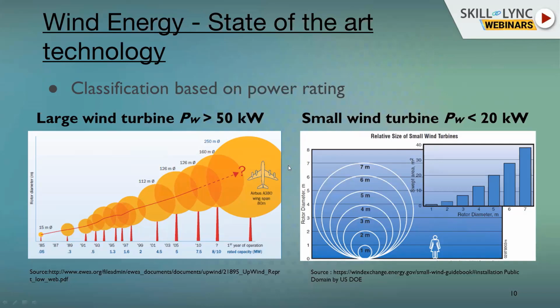Similarly, we have the smaller counterpart also, which is less than 20 kilowatts, where the rotor diameter is of the order of 1 meter to 7 meters. You must have seen these on various rooftops, and at base telecom towers. If you have visited a base telecom tower, they also have this arrangement. So these are the small wind turbines which are mostly used for household applications.